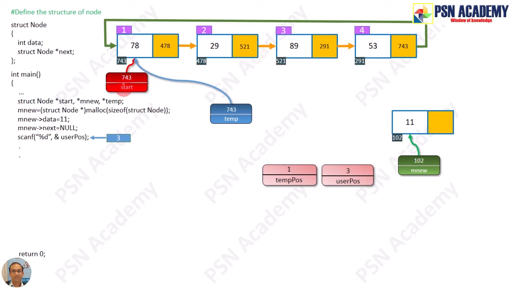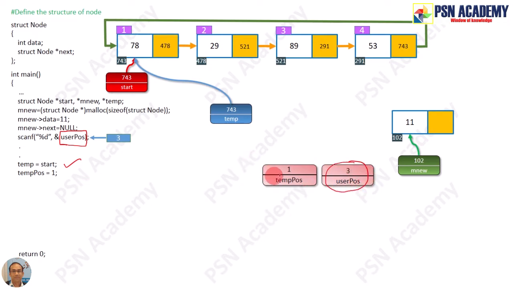You have the start pointer pointing to the node at 743 and also the temp pointer pointing to the first node at 743 due to this line. And temp pose will be set to 1. Why? Because the user will be providing the position of the node where the new node will be inserted. So we keep that data inside the variable user pose. So user pose will take care of the data from the user.